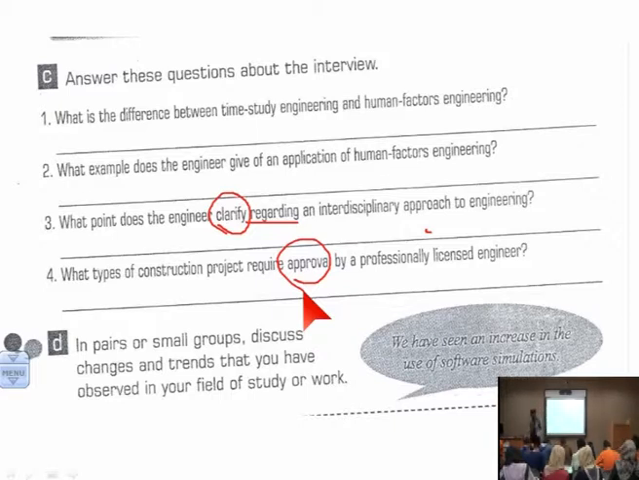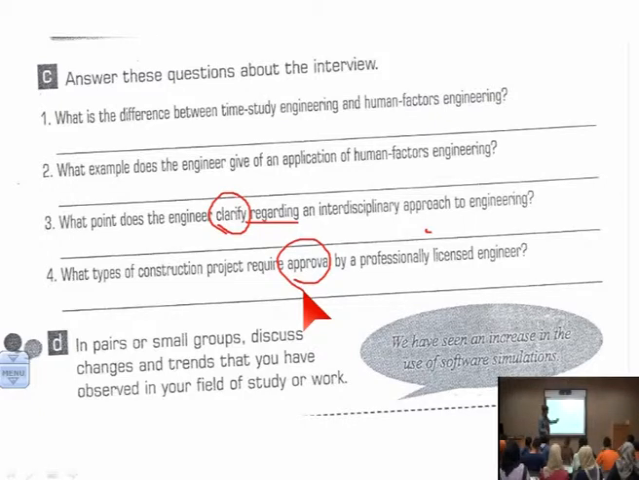That's right. Yes. If we go to the next exercise, it says in pairs or small groups, discuss changes and the trends that you have observed in your field of study or work. I suppose, Annie, you should know some of the words. We're not going to discuss it today with all the details. Let's keep it for the next time to have that kind of brainstorming about it.